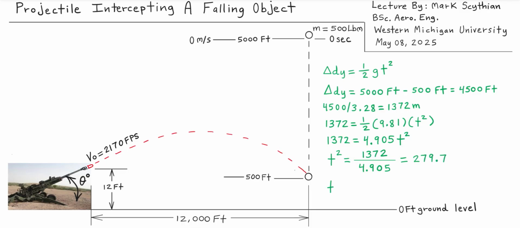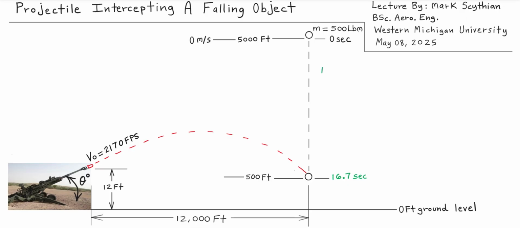So if we solve for t squared, we get 279.7, and its square root will solve for the time. The square root of t squared is t, and the square root of 279.7 becomes 16.7 seconds. So now we have the free fall time it'll take the object to reach 500 feet above ground level. We can also convert the range of 12,000 feet from the cannon's end to meters.